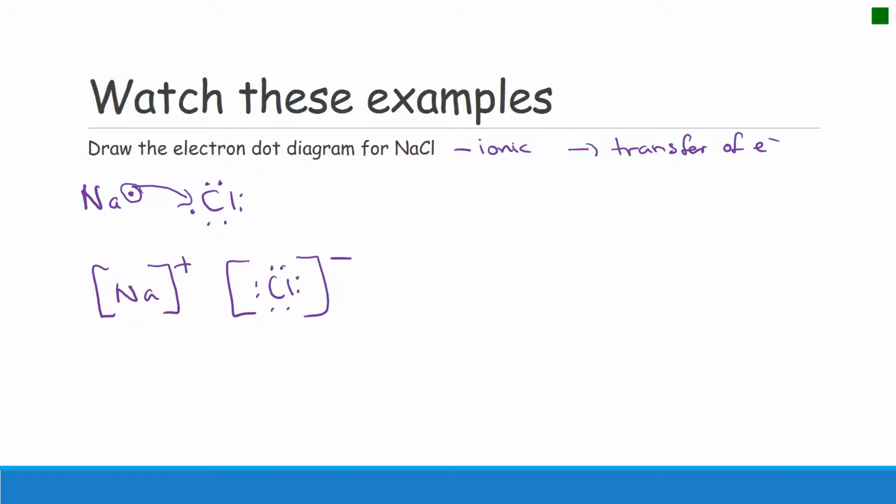So you can see that it's shown in square brackets, the positive and the negative ion. The sodium, losing its valence electrons, now has a complete shell, but we don't show it because it wasn't one of the valence electrons to start with. Chlorine has now gained sodium's valence electron and does show the complete shell.